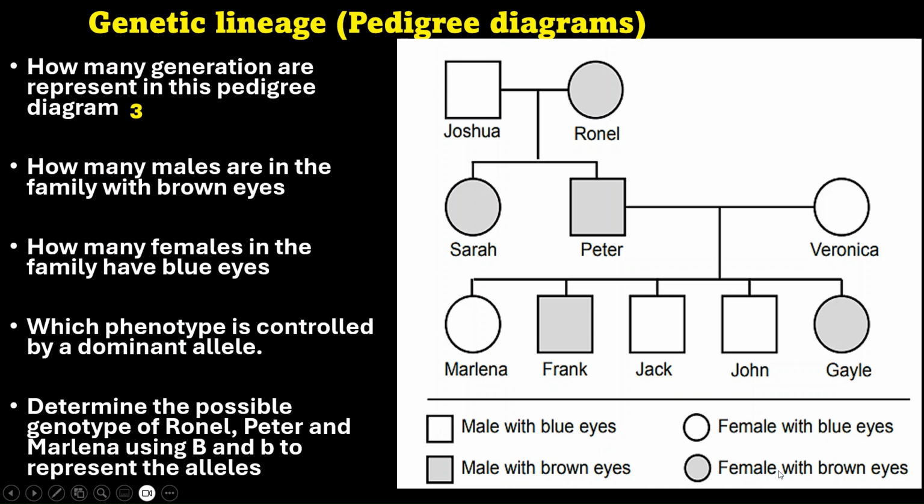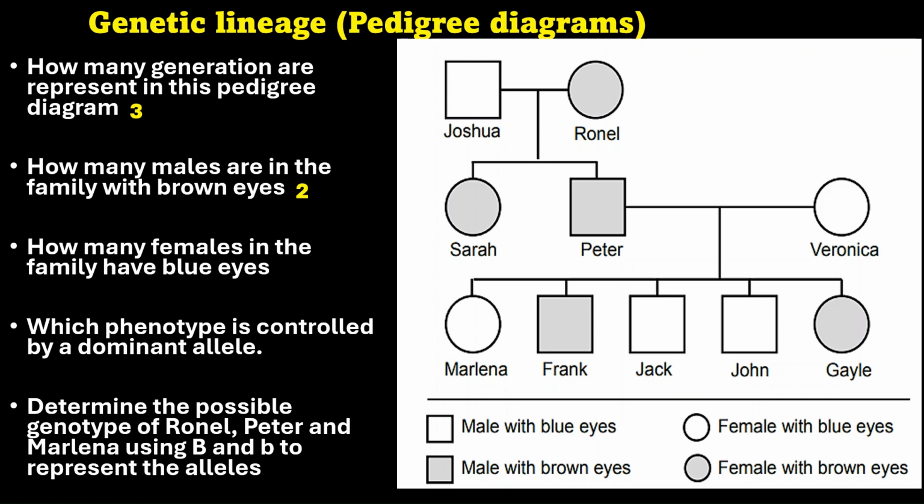So the question is about brown eyes for males. How many males are born with brown eyes? You need to check the gray color. Peter, the box is gray, that is brown eyes, that is one. Frank, the box is gray, that is another brown eyes. So we have two. That means there are two individuals.